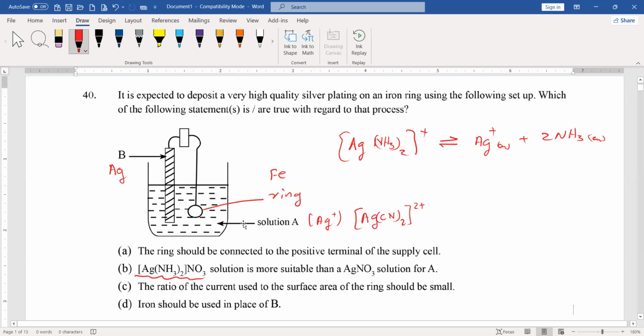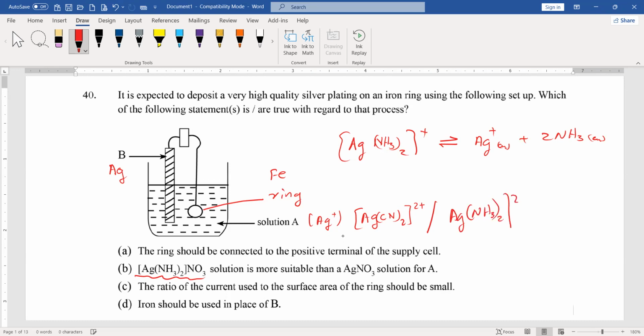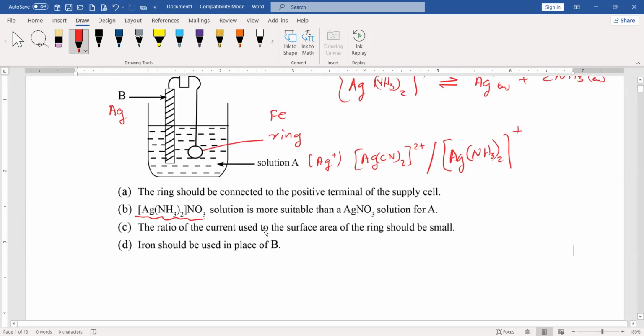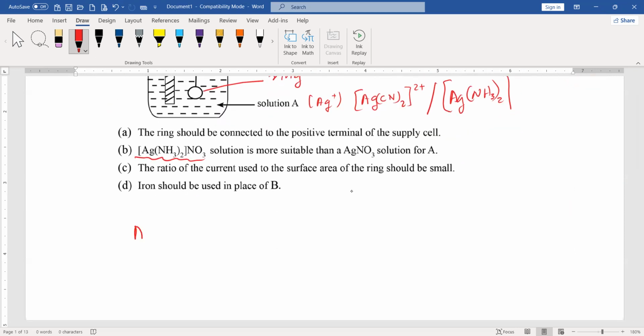So this must be Ag plus. Then the solution may be Ag cyanide or Ag amine complex, like this. Silver is positive, plus one. Okay. Now we'll go to the statement that the ring should be connected to the positive terminal of the supply cell. Now we have Ag ions in the solution, and we have to give electrons and reduce them to Ag and deposit on the surface of the ring. So it has to be reduced.